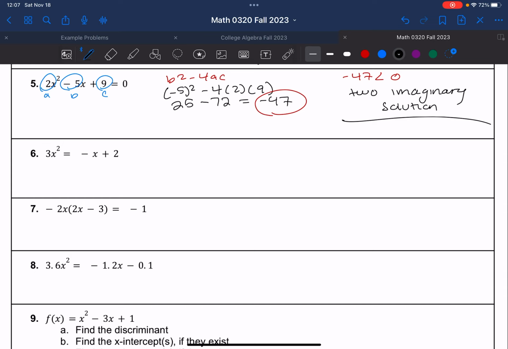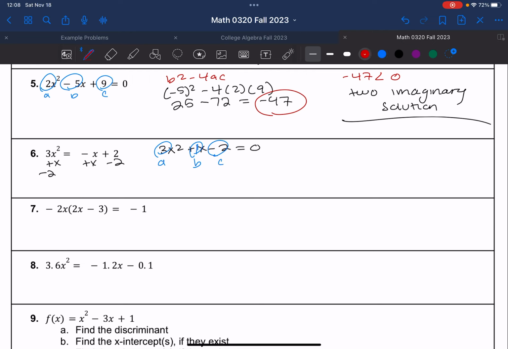Number 6, before we can label our a, b, and c, we have to make sure everything is in the correct order according to our standard form. So I'm going to have to add the x and subtract the 2. So I have 3x squared plus x minus 2 equals 0. Label my a, b, and c. So this one I don't have a number, so I assume it's 1.